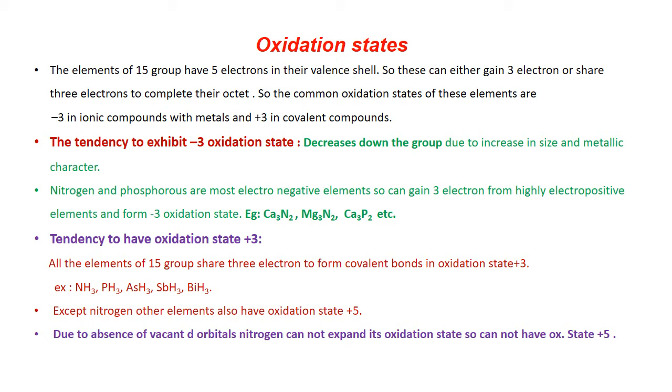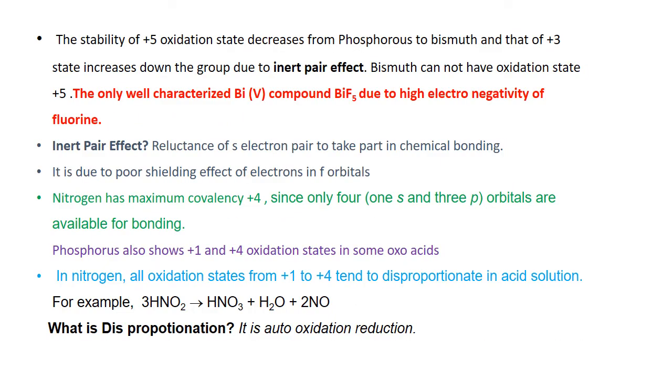Except nitrogen, other elements also have the +5 oxidation state. Because nitrogen does not have vacant d orbitals, it cannot have the +5 oxidation state. The stability of the +5 oxidation state decreases from phosphorus to bismuth, and it is due to the inert pair effect.